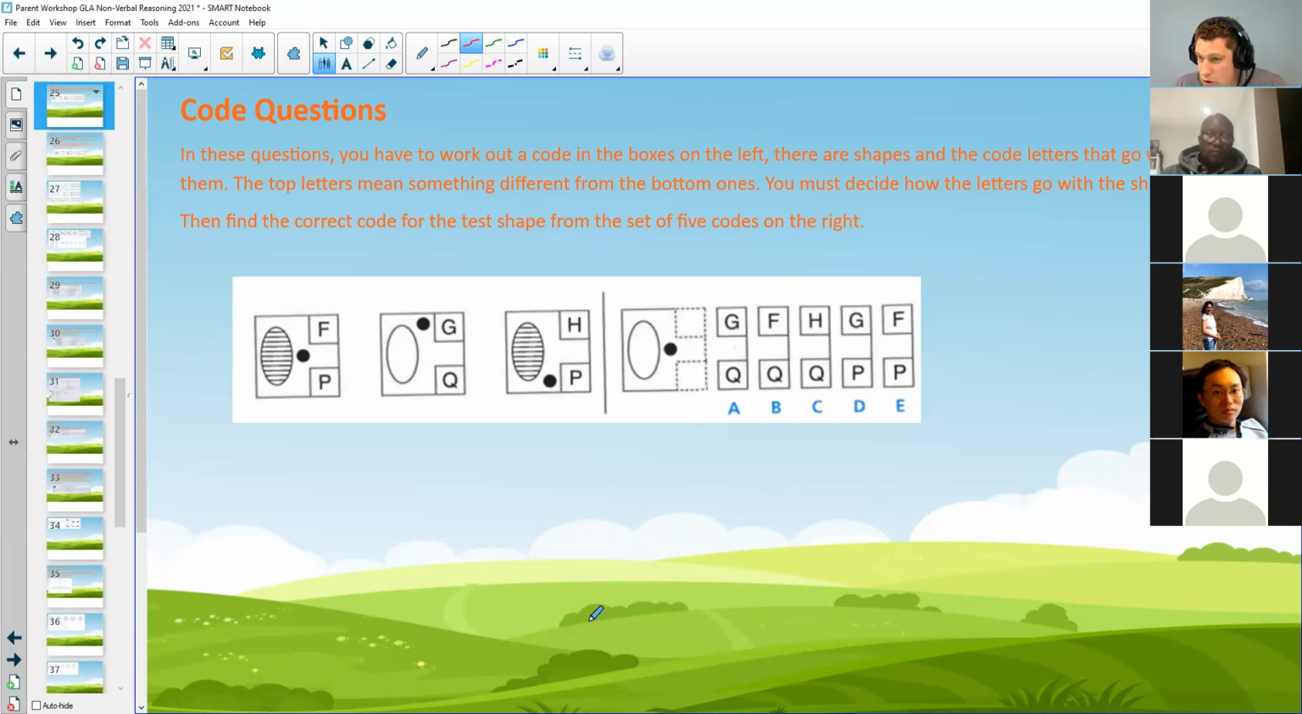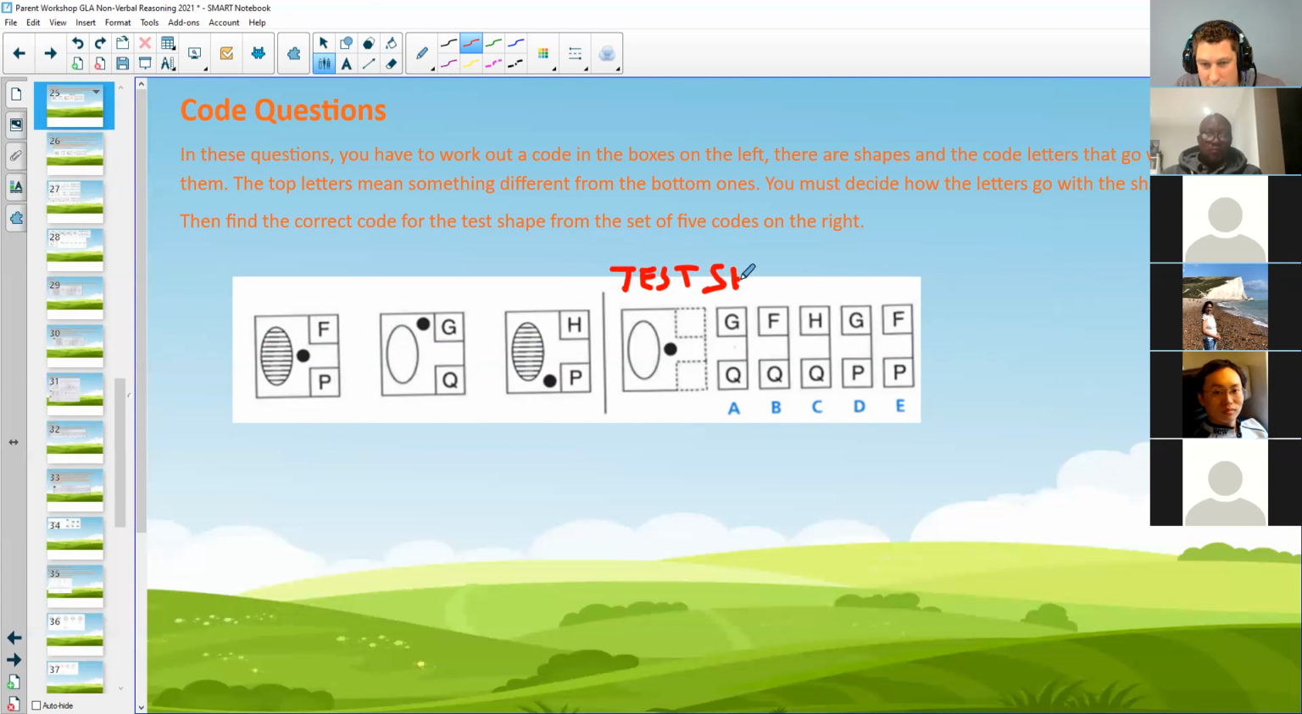The first thing we talk to children about is looking at the codes for each individual figure. And then it's about looking at the letters that represent those particular shapes. Now, in this instance, F and P stands for this sort of horizontal lined oval and a black dot. We've got G and Q representing a blank oval and a dot. HP standing for the horizontal lines and the black dot at the bottom. This is what we call our test shape. And this is the one that we've got to work out.